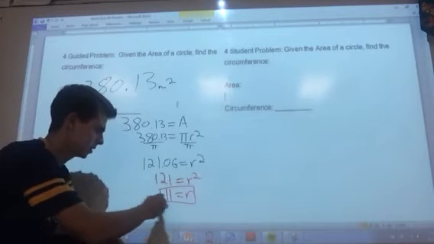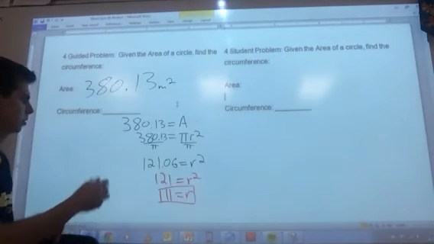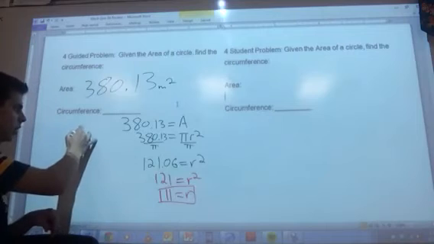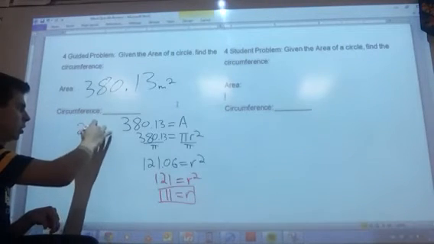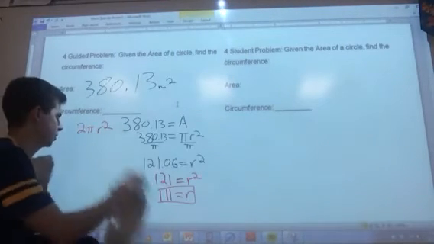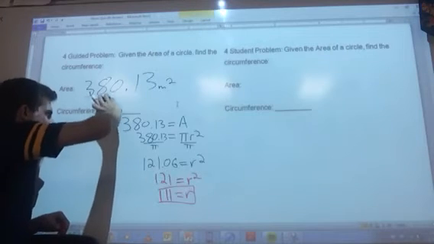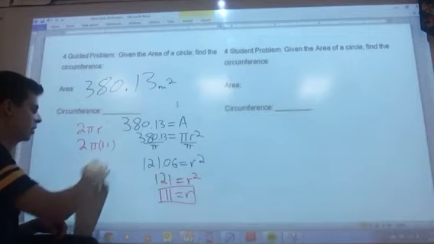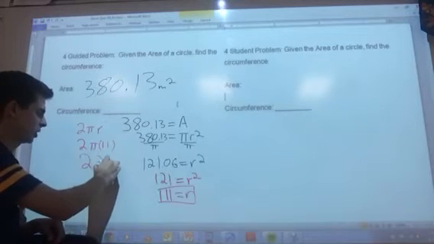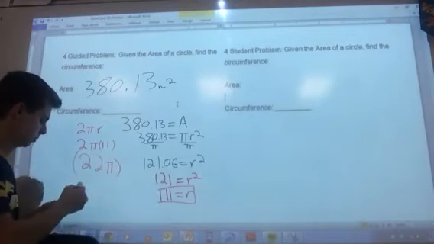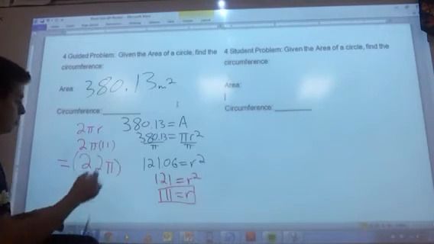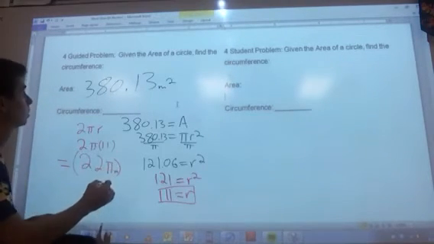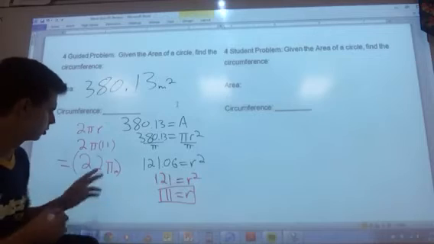Now once I have this, 11 is equal to r, I'm going to plug it in here. 2 times pi times r, so that's 2 times pi times 11, and my answer is 22 pi meters, not squared. 22 pi.